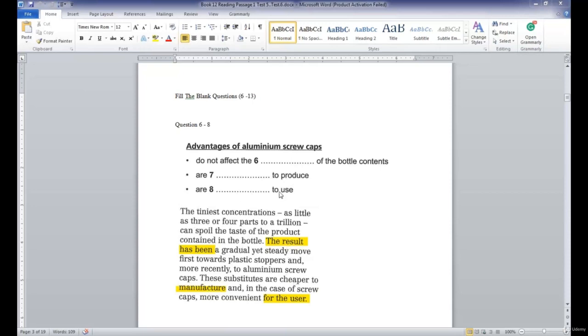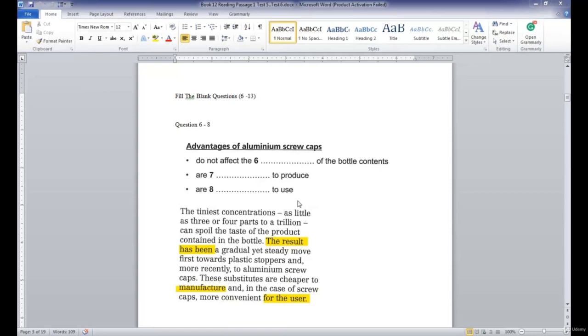For number 8, we see to use. We see for the user. That means the word that's connected to that is convenient. For number 6, we see contained in the bottle. What does that refer to? It refers to the taste. That means number 6 is taste.